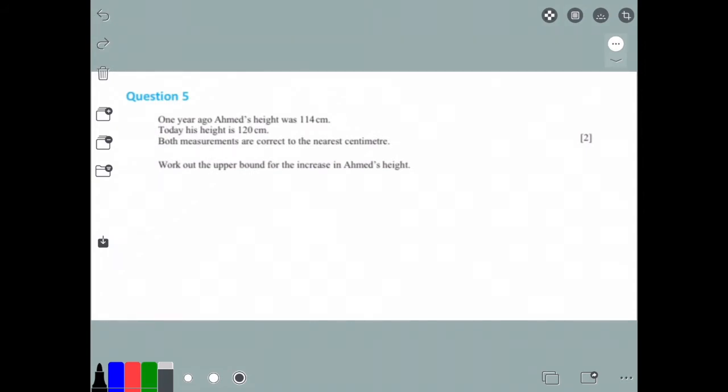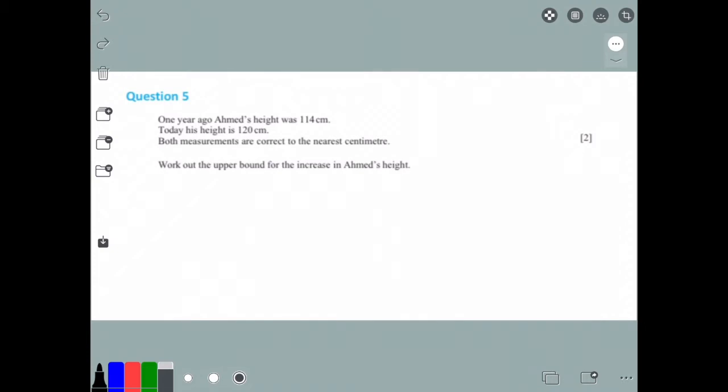Question 5. 1 year ago, Ahmed's height was 114 centimeters. Today, his height is 120 centimeters. Both measurements are correct to the nearest centimeter. Work out the upper bound for the increase in Ahmed's height. For this question, we are looking for the upper bound of increase.